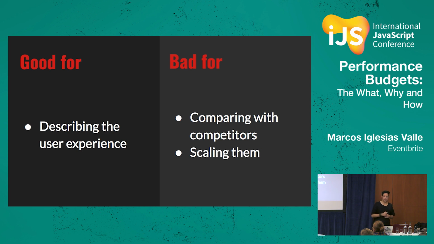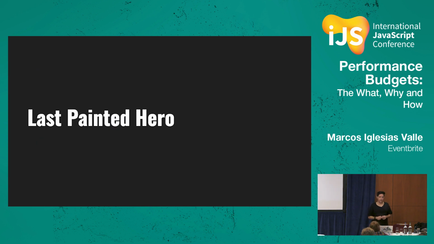There is a new metric that tries to overcome both the pixel importance problem of rendering metrics and the scalability problem of custom metrics, and it's called Last Painted Hero. This was created by the team at SpeedCurve, and Last Painted Hero is a metric that indicates when the last piece of critical content was painted.